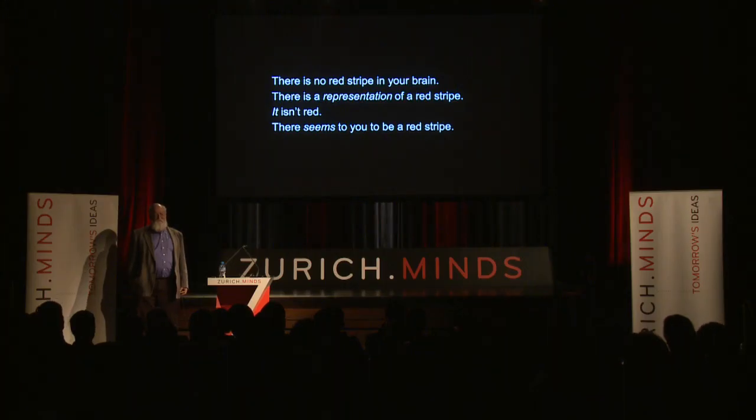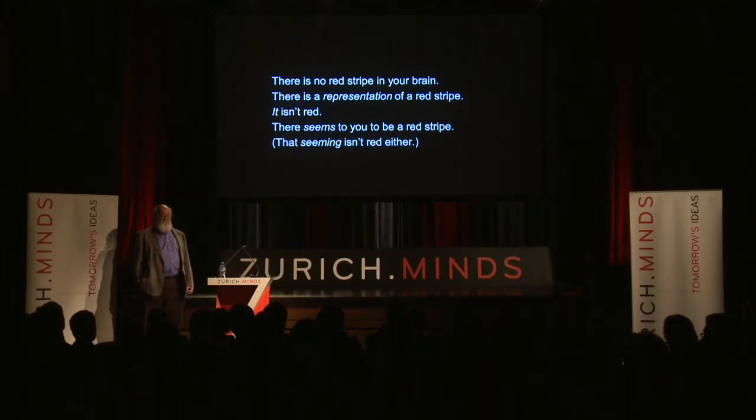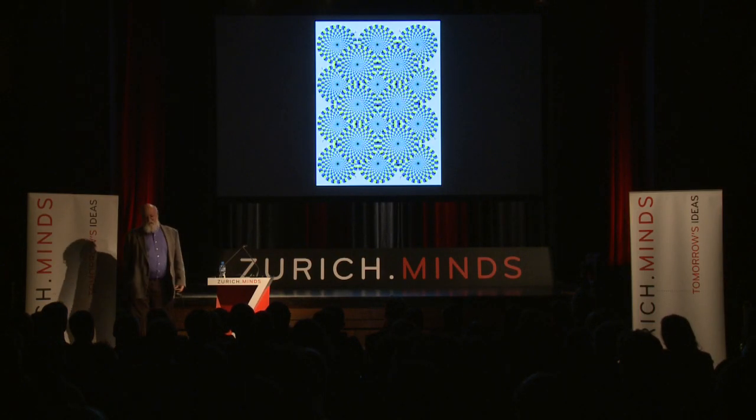There seems to you to be a red stripe in the world. But that seeming isn't red either. Where's the red? Nowhere. It's an illusion. It doesn't exist. There is no red stripe. There just seems to you to be a red stripe. Now, that's the hard part to accept. But that's what you have to accept if you're going to avoid Cartesian dualism. This may make it a little easier.